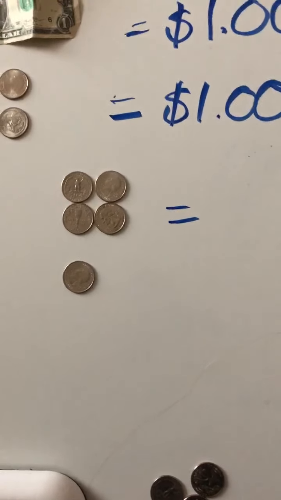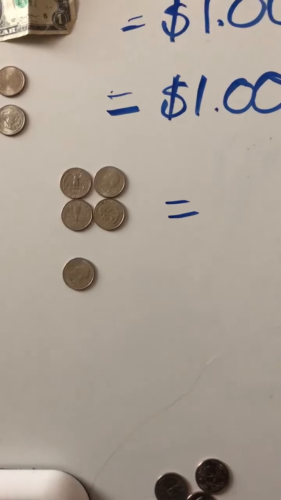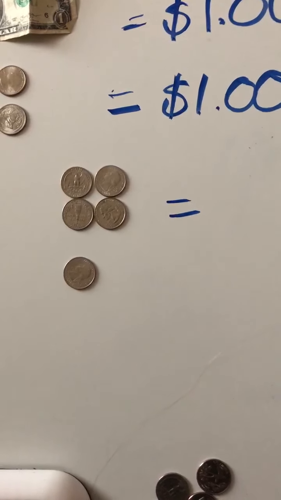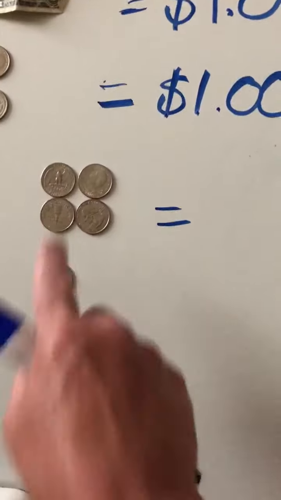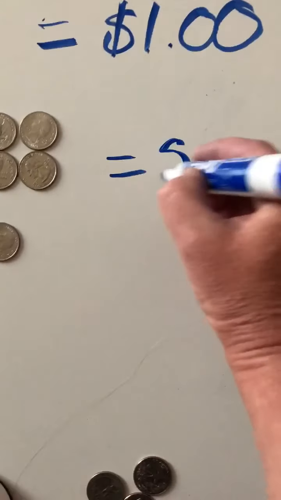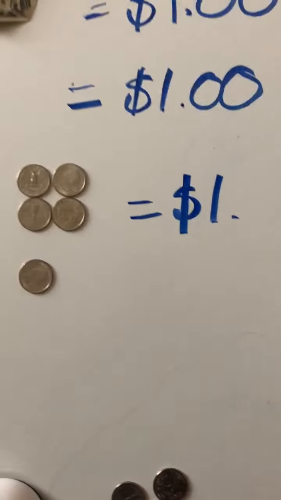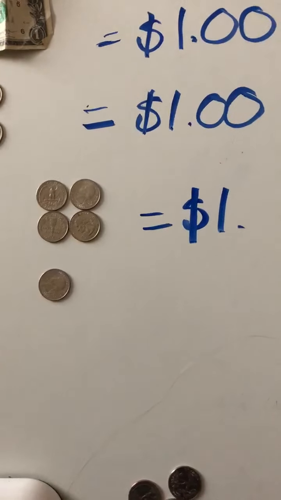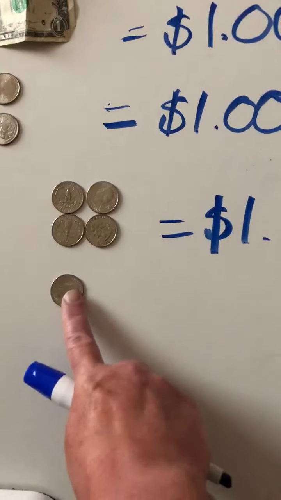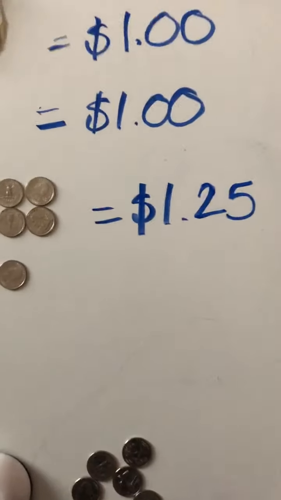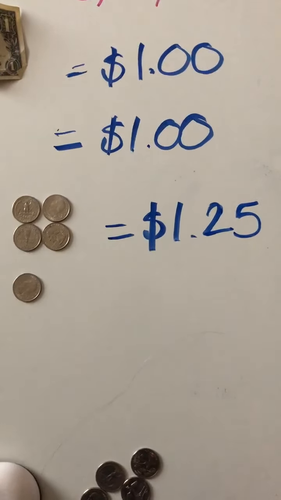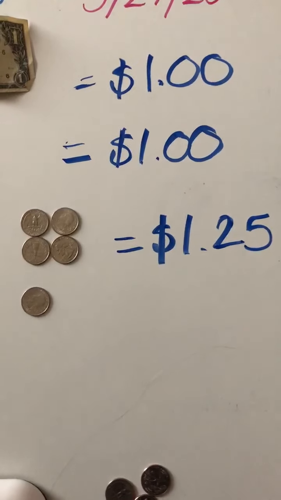How much money is 5 quarters? Do you see the dollar? Yep, there you go. There's your 4 quarters. So we know we have $1. And then how much do we have left over? $1.25. Very good. 5 quarters equals $1.25.